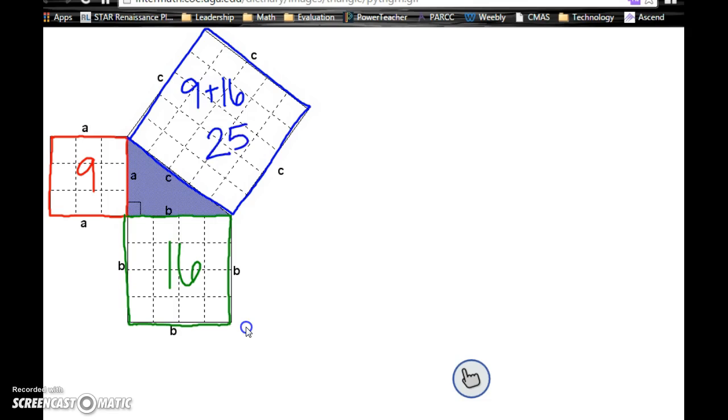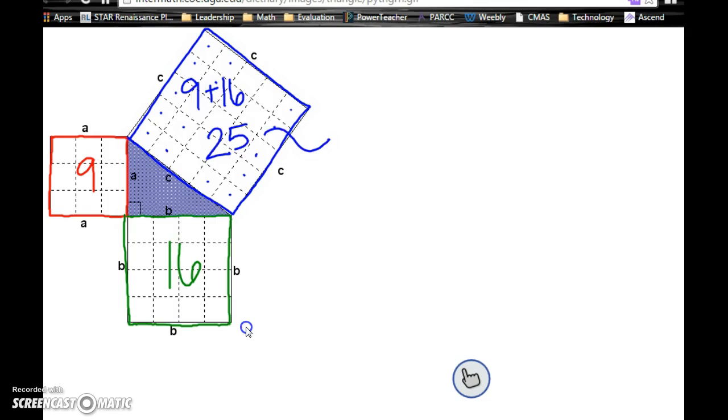So the area, if I counted 1, 2, 3, 4, 5, 6, 7, 8, 9, 10, so on, there's another group of 5, so that's 15. Here's another group of 5, so that's 20. Here's another group of 5, so that's 25. So I can count each of the little squares and I get 9 plus 16 is 25. So my question is, what would be the side length of C?